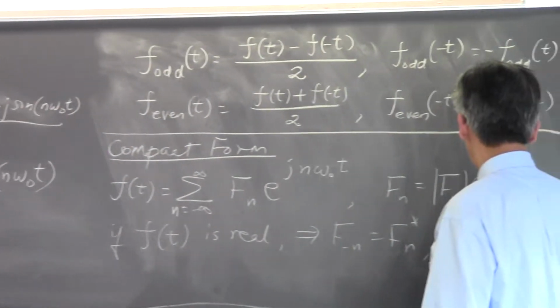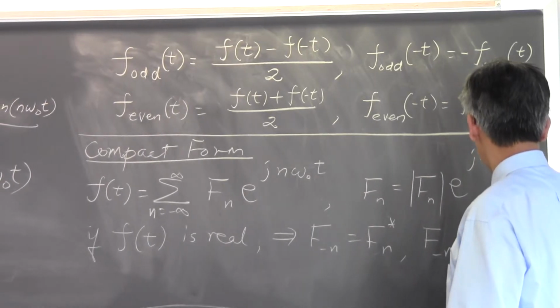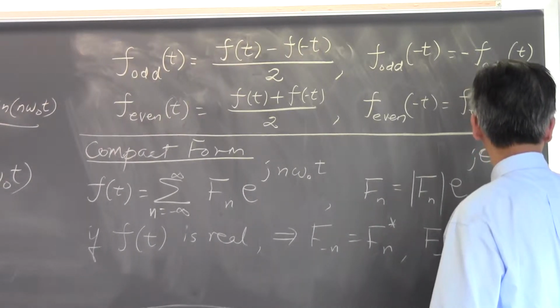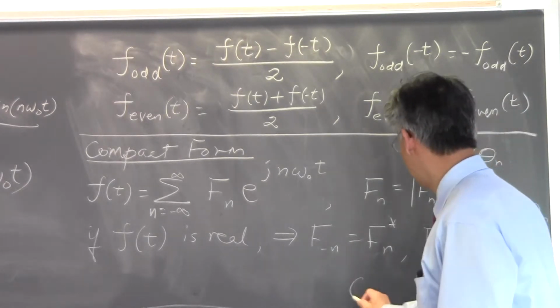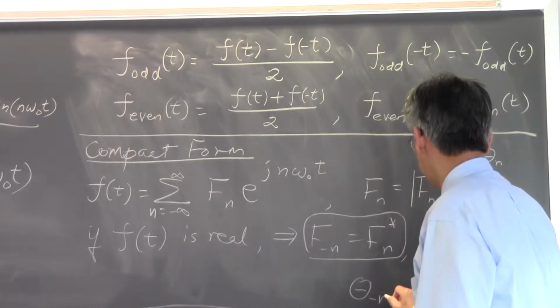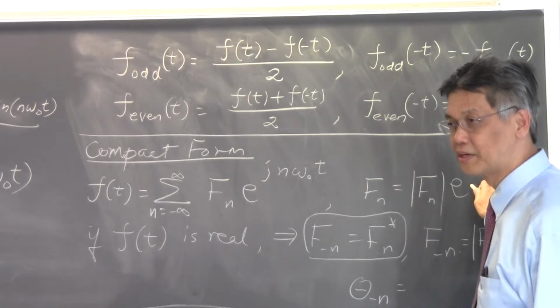Then f sub minus n will be equal to magnitude of f sub n e to the j theta of minus n, right? What do you know about this property if it is true? Theta of minus n, how is it related to theta of plus n? How are the two phases related?